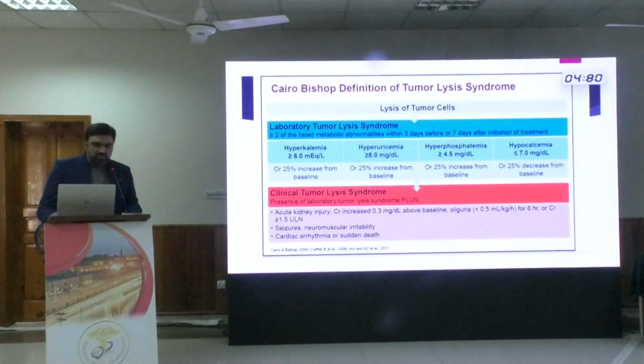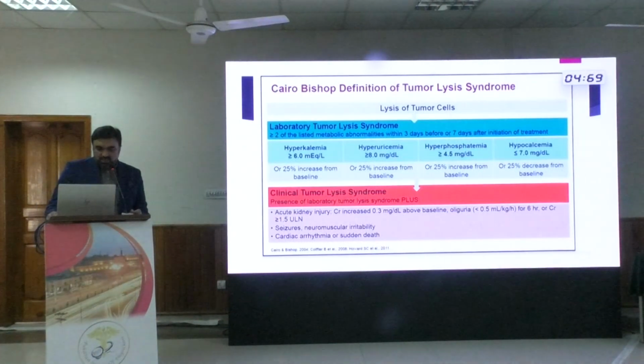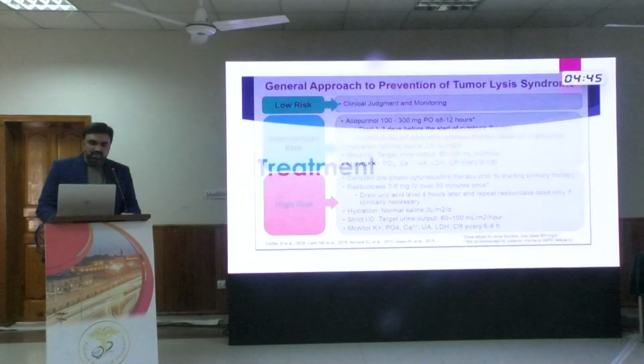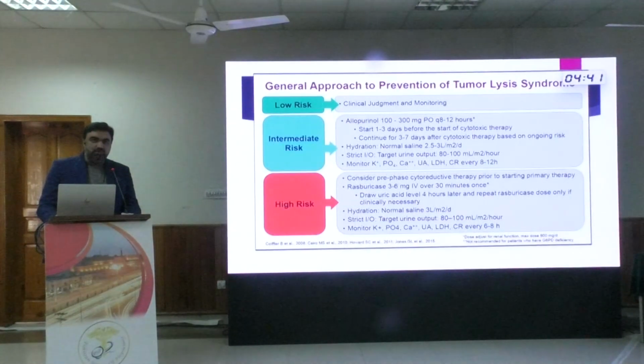For clinical tumor lysis syndrome, acute kidney injury is the first sign, the second is seizures, and the third is cardiac arrhythmias or sudden death because of the hyperkalemia, and hyperuricemia can lead to cardiac arrhythmias and sudden death. So how do we treat tumor lysis syndrome? This is the general approach.